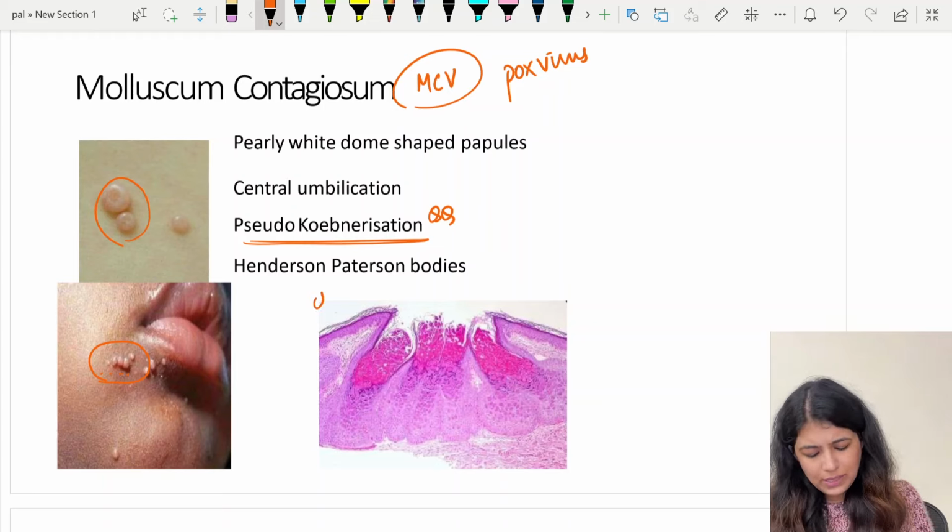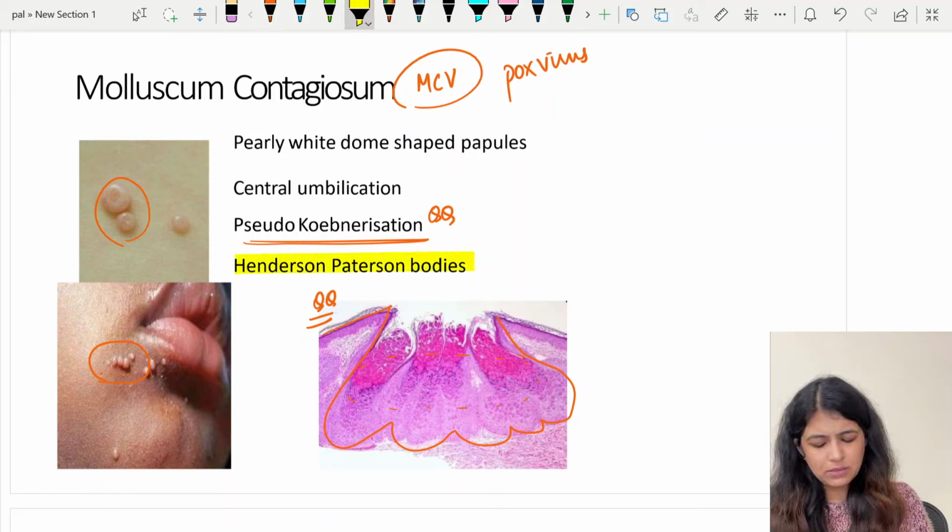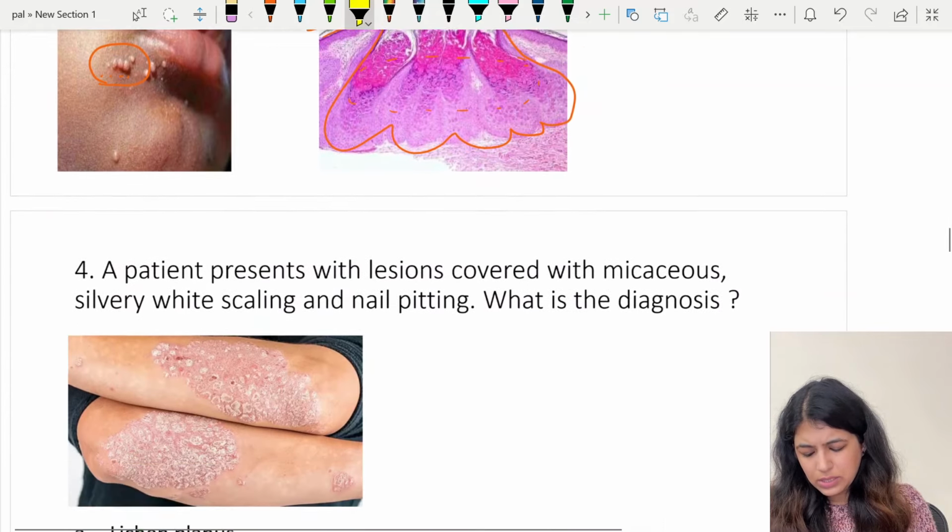And the histopath is also an important image. Here you see that there is a lobular invagination of the epidermis, and you see multiple eosinophilic inclusion bodies here, which are called Henderson-Peterson bodies. So the image of this histopath as well as the name of the inclusion bodies is very important. Henderson-Peterson bodies are eosinophilic intracytoplasmic inclusion bodies. This is the largest known double-stranded DNA virus, and the inclusion bodies are the largest inclusion bodies in a virus. Okay, so this is about this question.